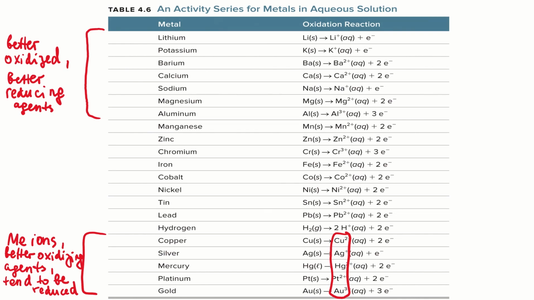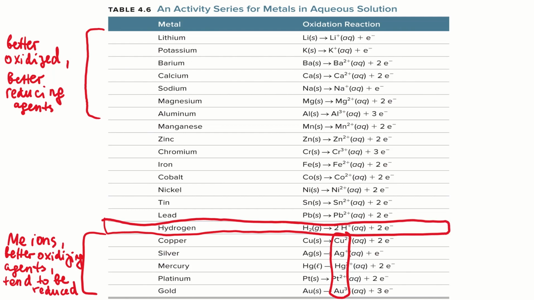Any metal below hydrogen will not react with the H+ cation and is resistant to strong acids. So here's the hydrogen in the table. Any of these metals below hydrogen will not react with just the H+. They will react with mixtures of strong acids, but not with just one acid.